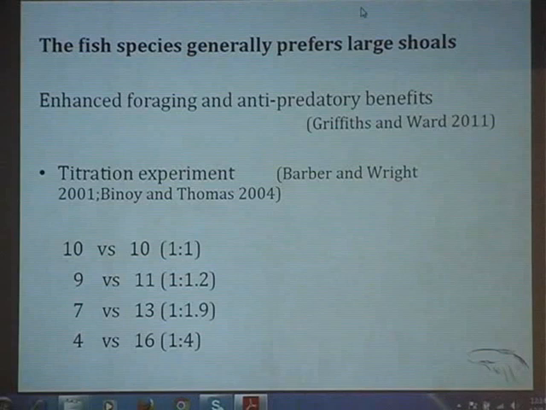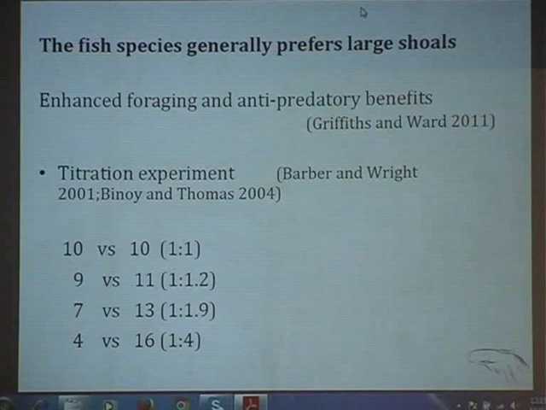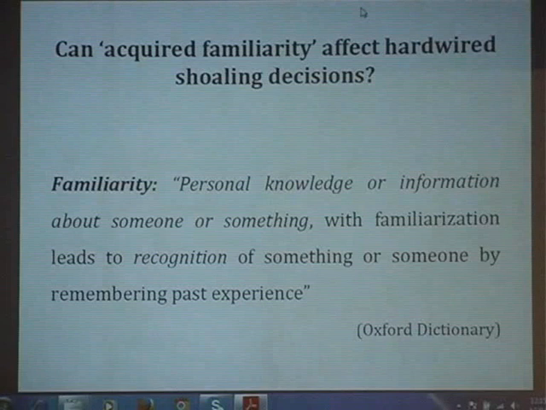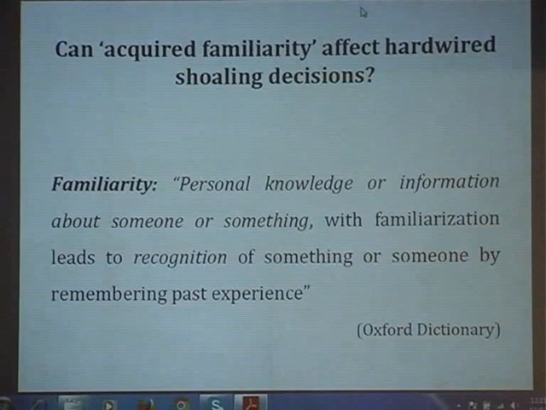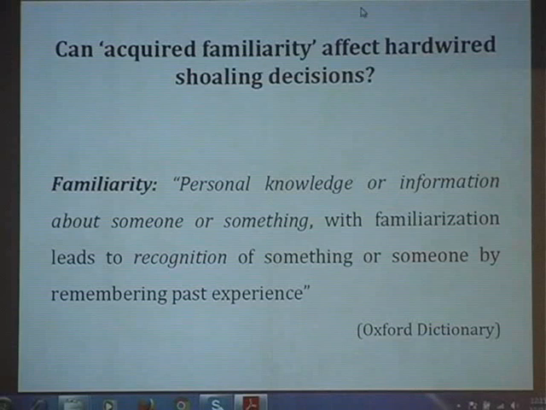So we tested in fishes, with a standard test. You can give a large shoal and a small shoal, and they usually join the large shoal because it provides more benefit. So we found that there is an instinct towards the large shoal. Then we brought in familiarity with the other members. One side there will be a group, the other side there will be a group. As far as stimulus size and stimulus intensity are concerned, they are equal, but one is familiar. And we found that they go for familiar fishes.